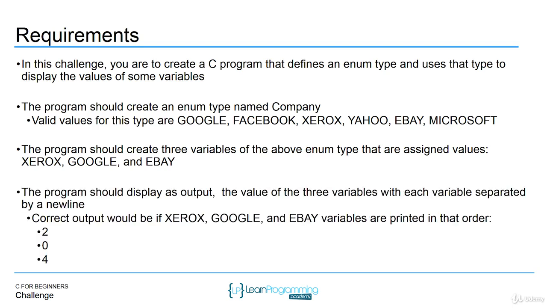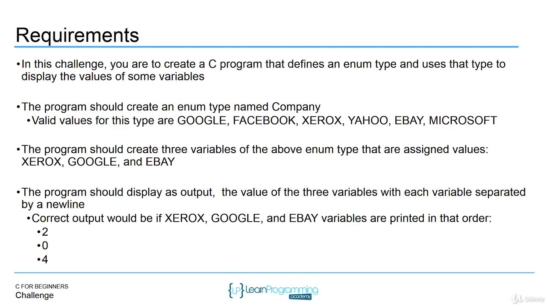And then the last thing this program should do is just display the output. It's a simple program. It's just demonstrating enums. So what we need to do here is use the printf function to display output. We should display the value of those three variables that we created. And we should also use a new line so that it's easy to read.